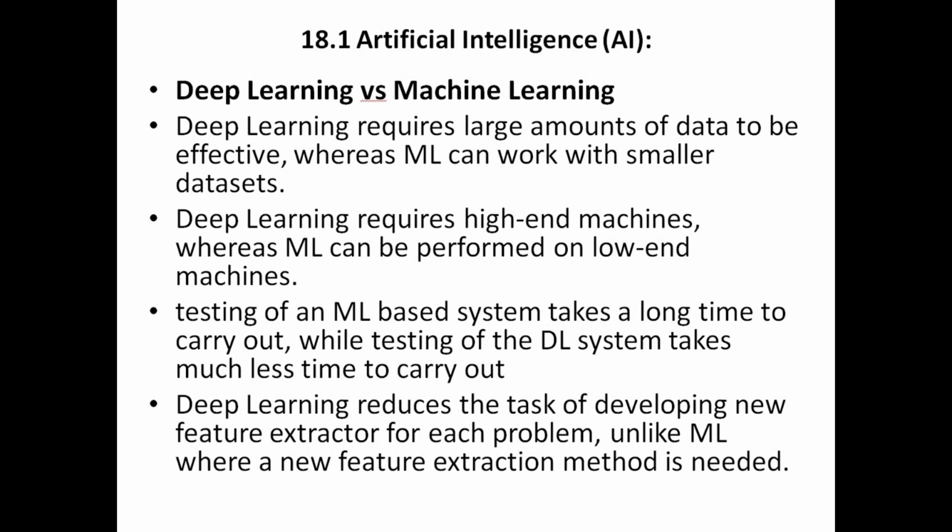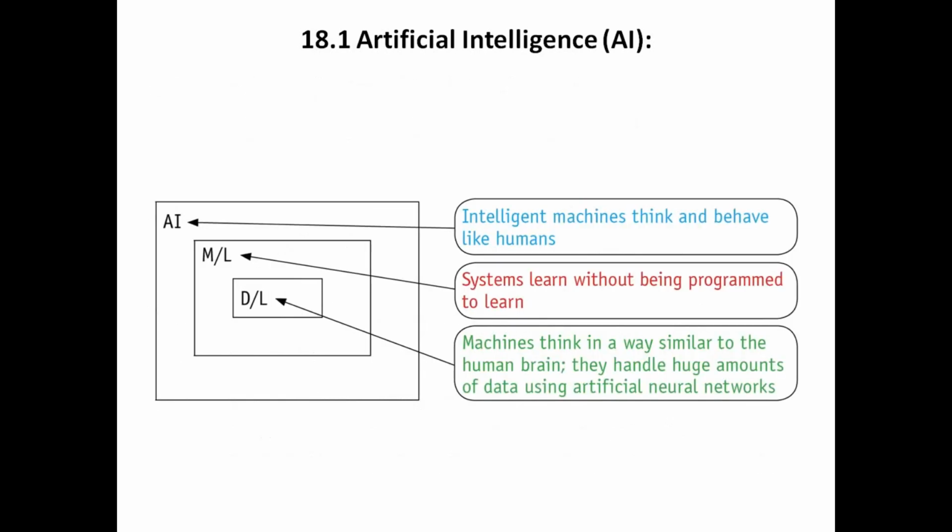Deep learning versus machine learning. Deep learning requires large amounts of data to be effective, whereas ML can work on small data sets as well. Deep learning requires high-end machines, whereas ML can learn on low-end machines as well. Testing of an ML based system takes a long time, whereas testing of a deep learning system takes much less time. Deep learning reduces the task of developing new feature extractors for each problem, because it can automatically extract or recognize patterns, whereas ML sometimes or frequently needs feature extraction or pattern recognition methods.